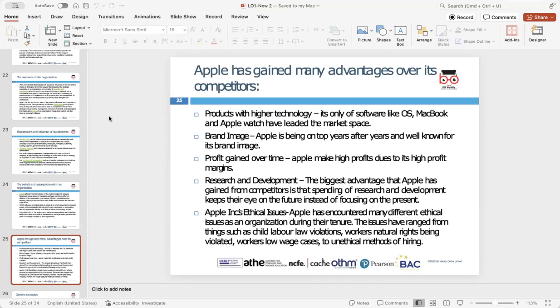Ethical issues: Apple has faced several ethical challenges, including child labor violations, workers' rights issues, and unethical hiring practices. Addressing these issues is essential for maintaining ethical standards and corporate responsibilities. So often, Osama, big companies are facing these kinds of issues. Even Amazon UK was facing these kinds of issues as well, ethical issues. You're right.